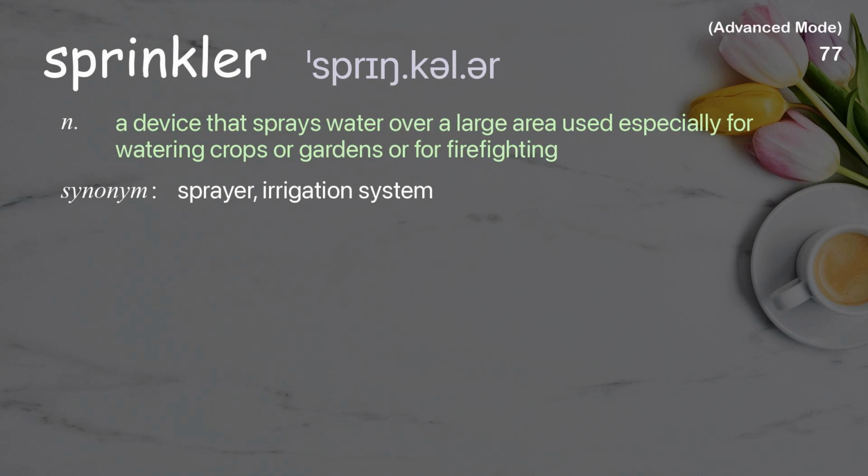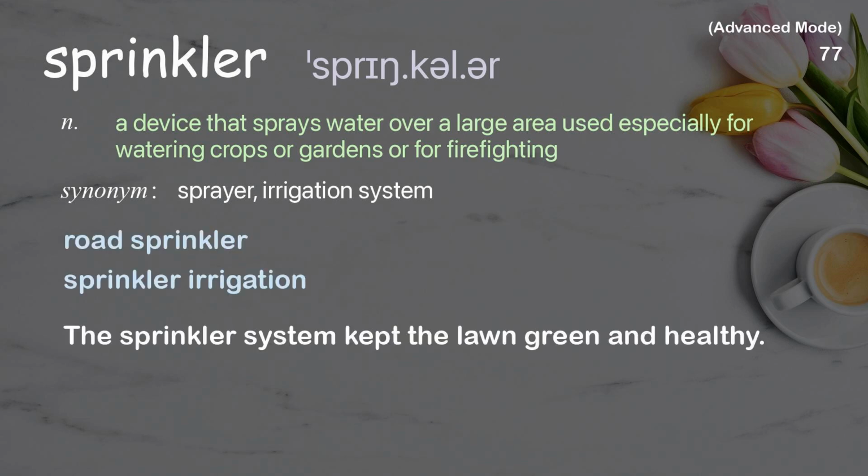Sprinkler. A device that sprays water over a large area, used especially for watering crops or gardens or for firefighting. Examples: Road sprinkler. Sprinkler irrigation. The sprinkler system kept the lawn green and healthy.